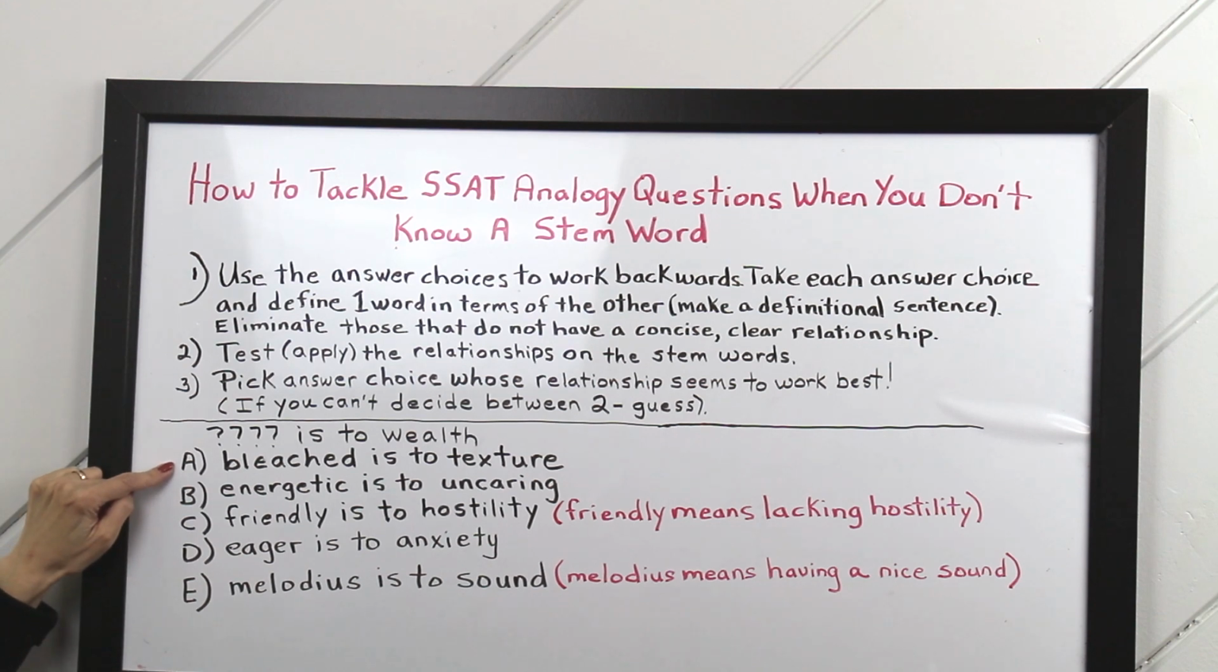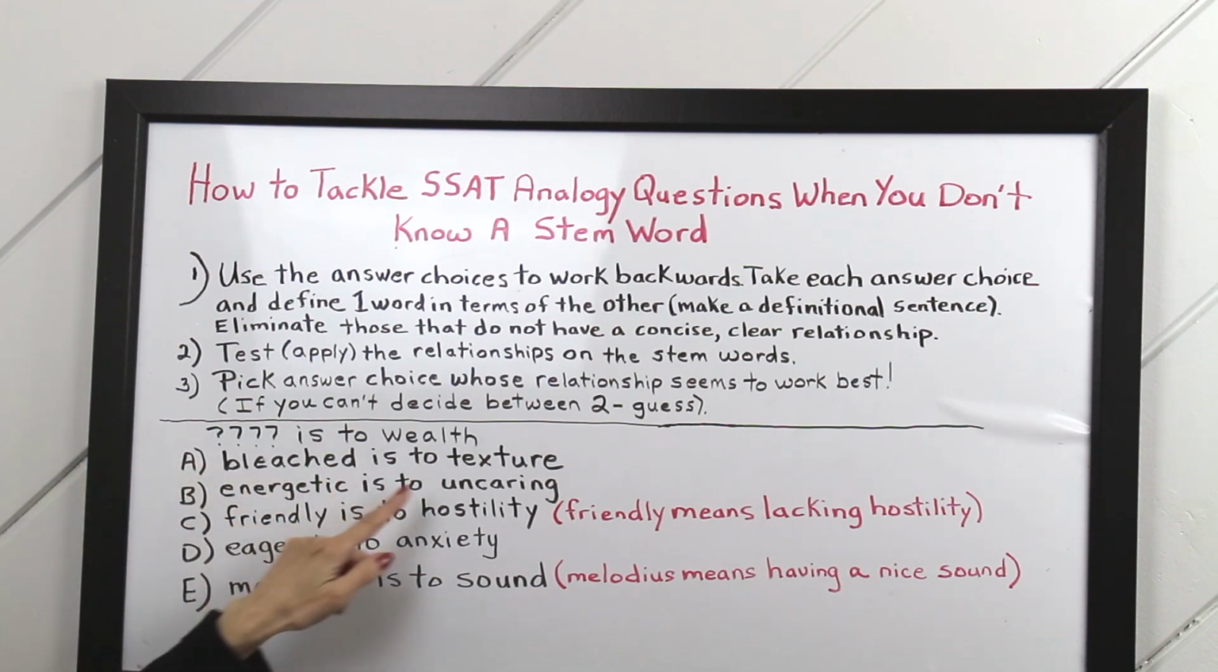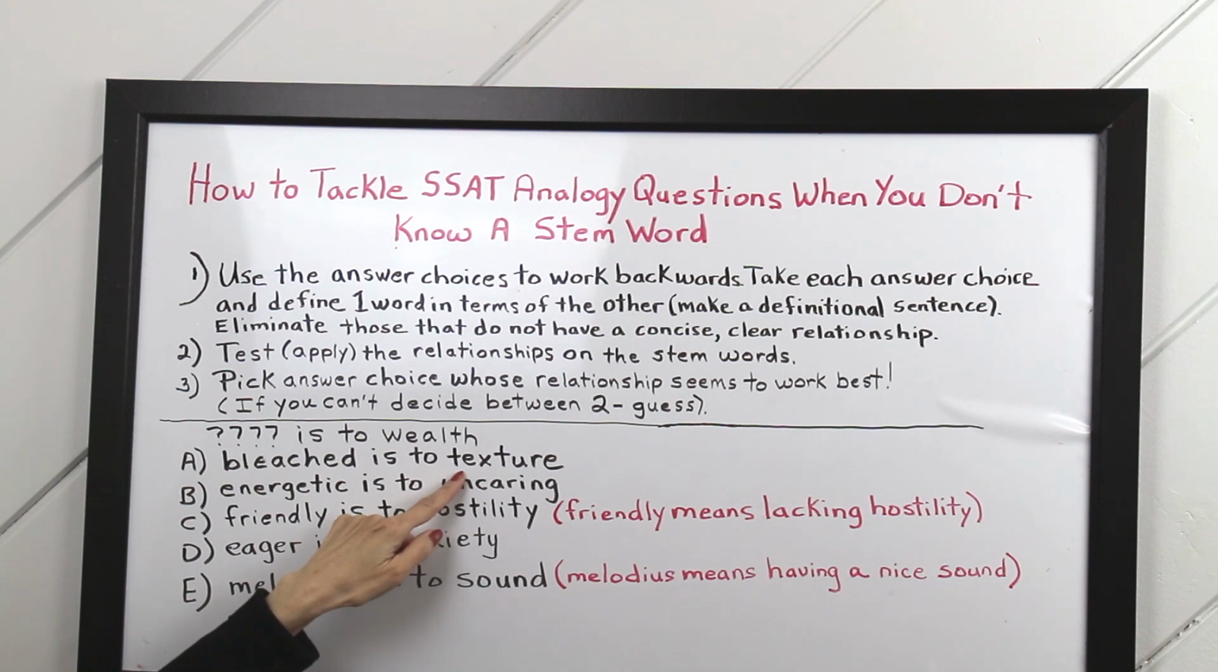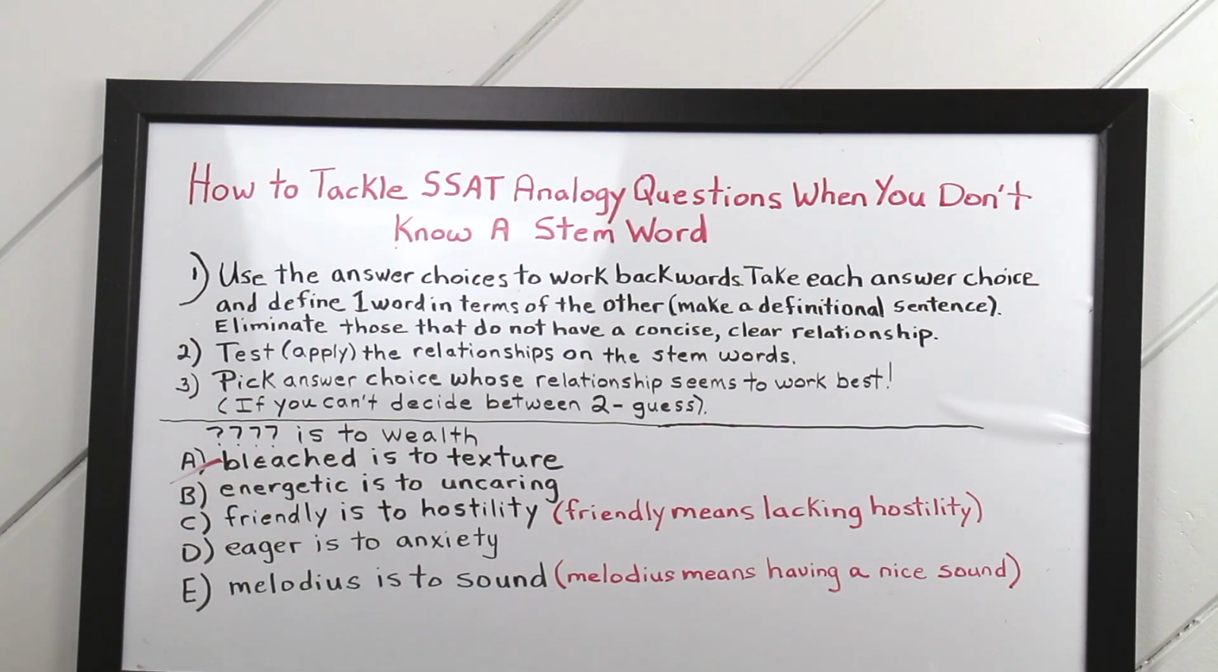So let's look at A. Bleached is to texture. Does bleached mean texture? Bleached means to make lighter in color, and texture means how something feels, the tactile quality of a surface. So there's no relationship there. Let's get rid of it. Energetic is to uncaring. Does energy mean uncaring? Well, having energy doesn't have anything to do with caring. So we can get rid of B as well, and right off the bat we've eliminated 2 choices.